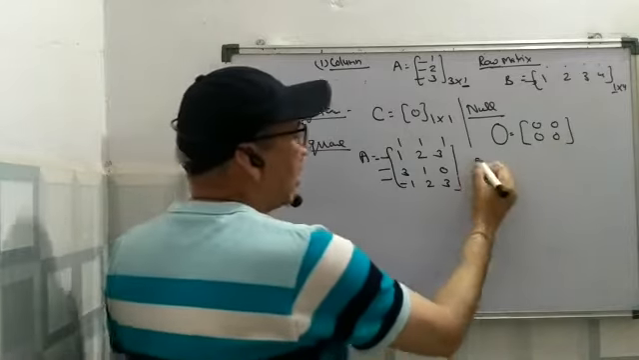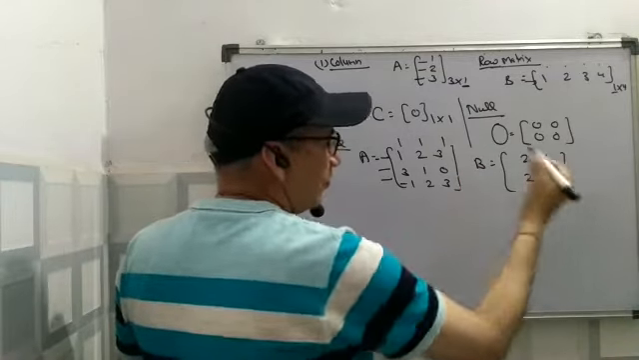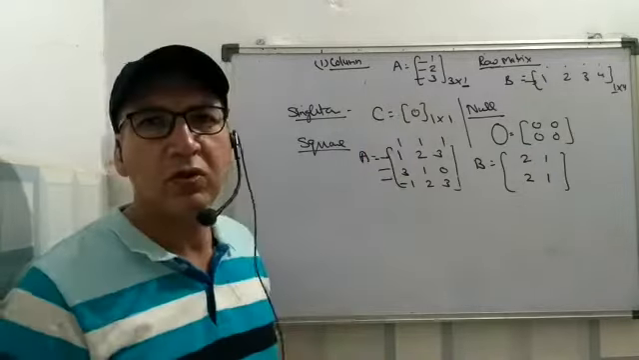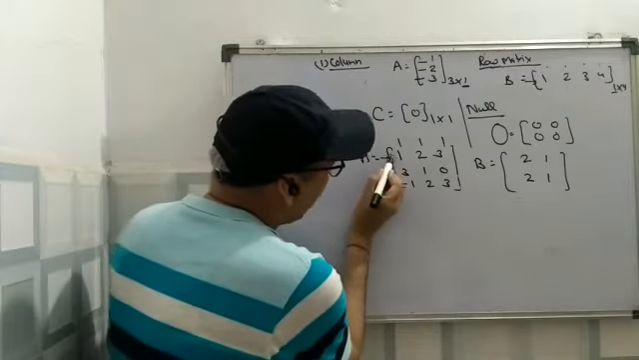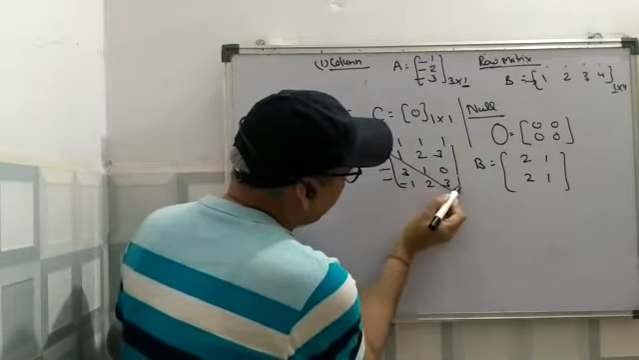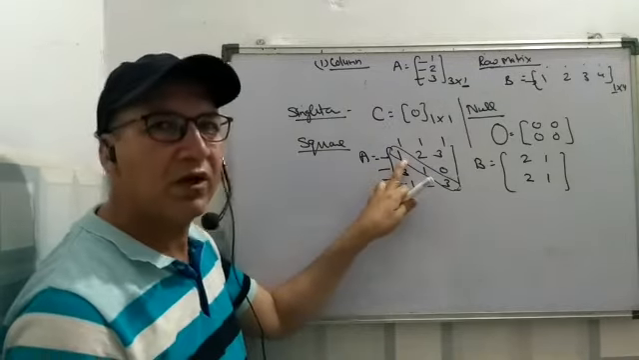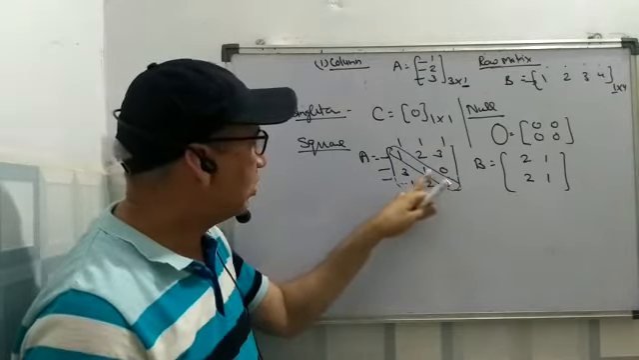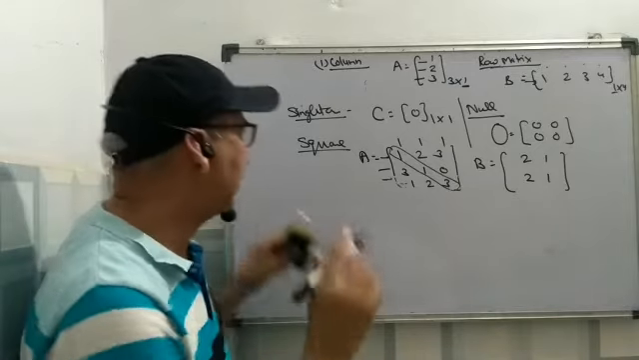Similarly, second order means there are only 2 rows and 2 columns. A singleton matrix is also a first order square matrix. And these elements, where i equals j, you can see that the position is 1,1, then 2,2, then 3,3. So these are the diagonal elements of the square matrix.